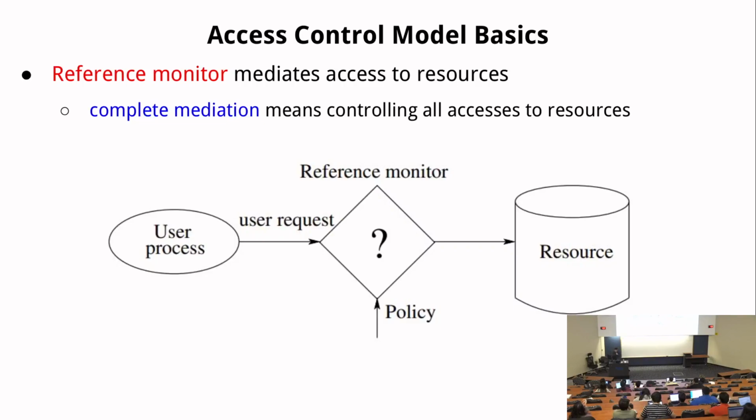Okay. So if we simplify this, we can say the subject here will be a user process. The user process wants to access some resource. Could be a file, could be a pipe, could be many other different things, a socket on our operating system. Then the reference monitor, in this case, is part of the operating system, and will check if the user process has a permission to do that.